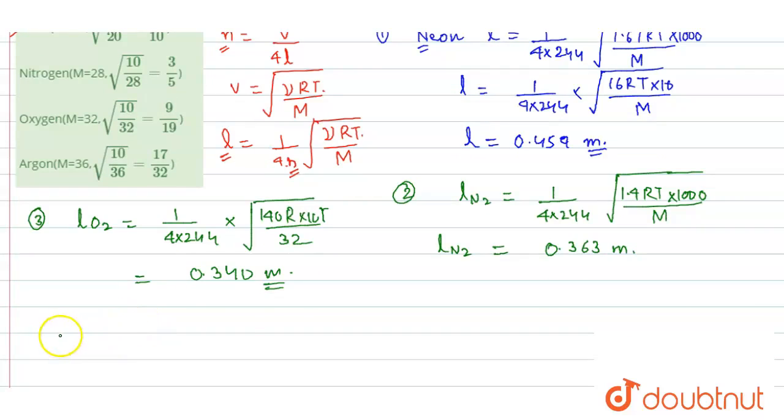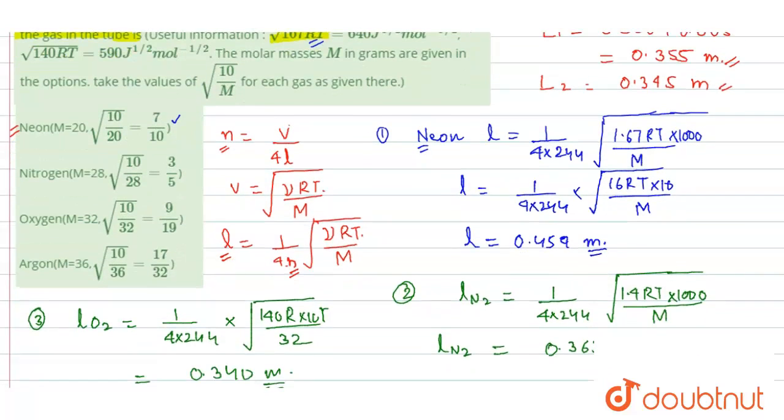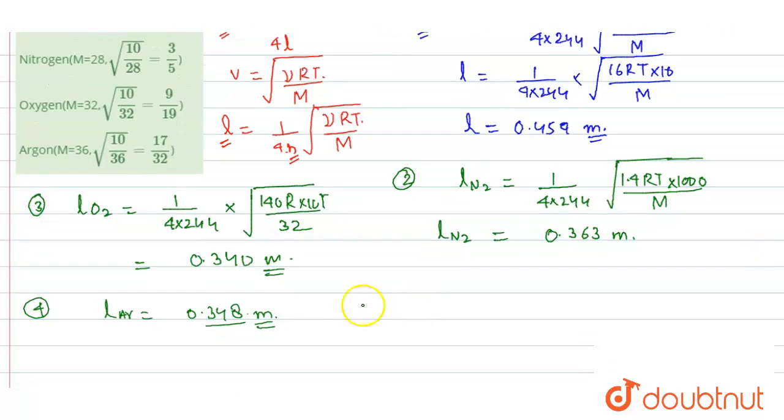Now let's try to find out for argon. If we directly use the same formula, argon is again a monoatomic gas. So if we find out the length for argon, it will be 0.348 meters. So you can see that this length is in between 0.345 and 0.355. So only if argon is filled in the tube, it can produce resonance. I hope you understood the explanation.